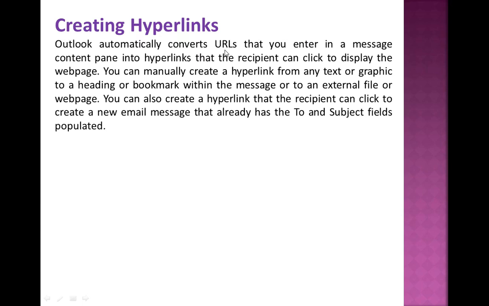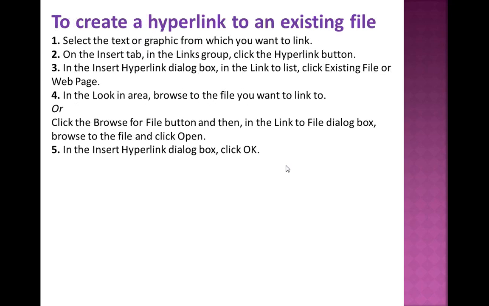Outlook automatically converts a URL that you enter in a message content pane into a hyperlink that the recipient can click to display the web page. You can manually create a hyperlink from any text or graphics. Means you can create the hyperlink not only on the text, but you can also create hyperlink on graphics, on bookmark, on heading, or any kind of message that you want. You may also create a hyperlink that the recipient can click to create a new email message that already has the To and Subject fields populated.